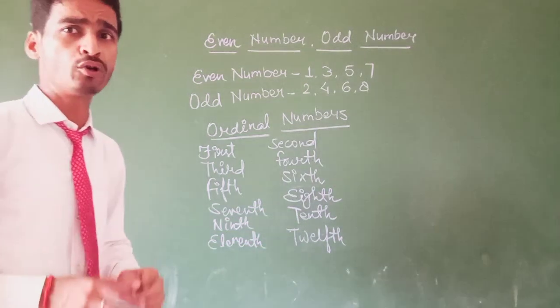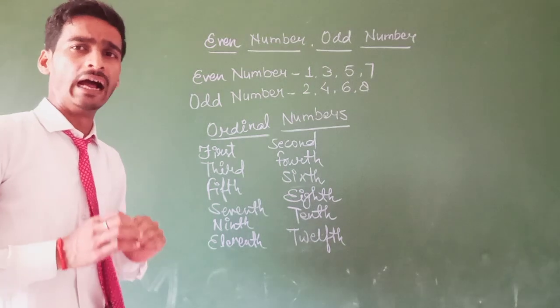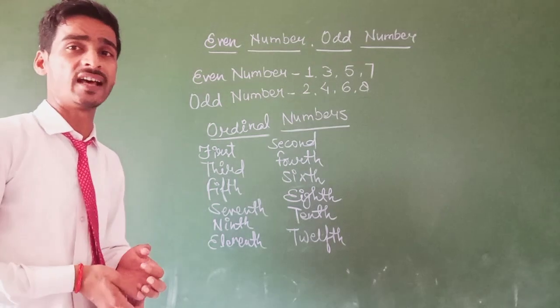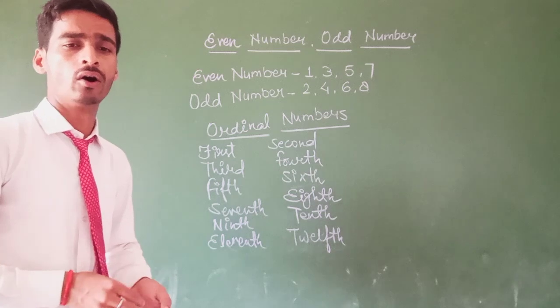Okay, you have to learn these numbers perfectly, and these numbers are called ordinal numbers.